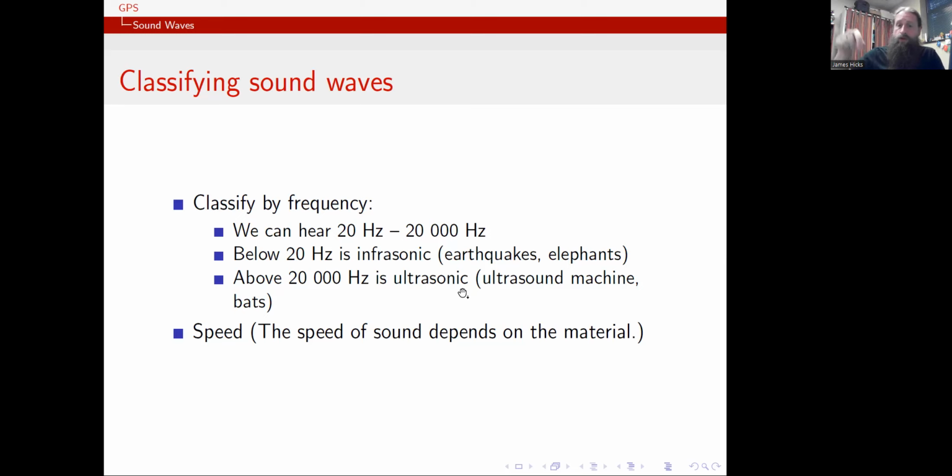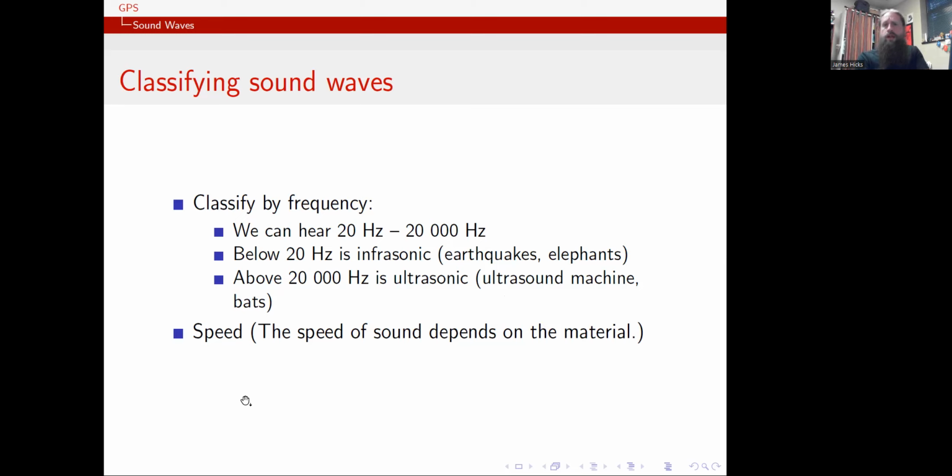Below 20 hertz is called infrasonic. Earthquakes are typically infrasonic frequencies. Some elephants can communicate through infrasonic frequencies that we can't hear. Above the higher end, so above 20,000 hertz, is ultrasonic. Bats echolocate at really high frequencies, some up to 150,000 hertz. Ultrasound machines that are used to image soft tissue in the body use ultrasonic waves.